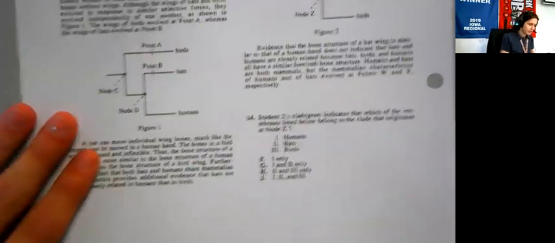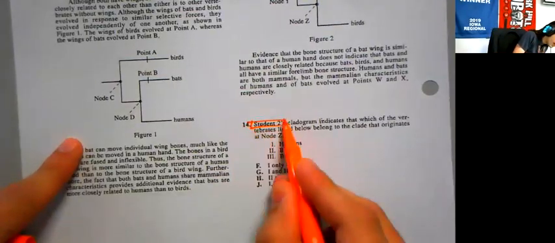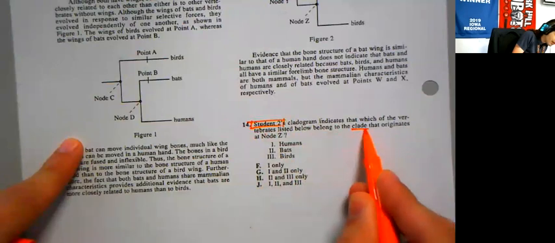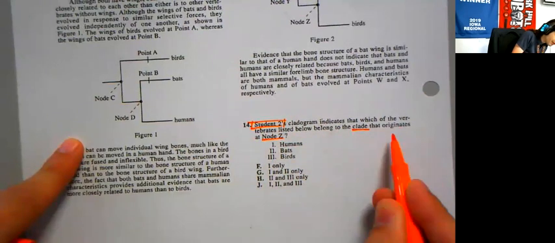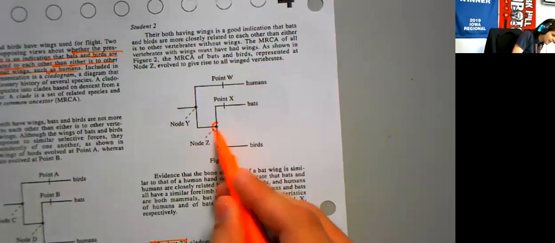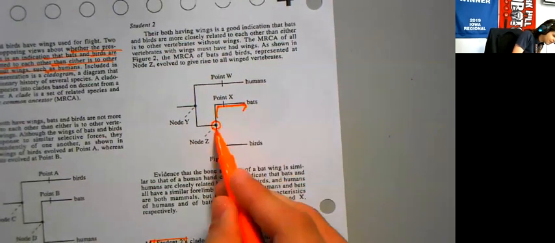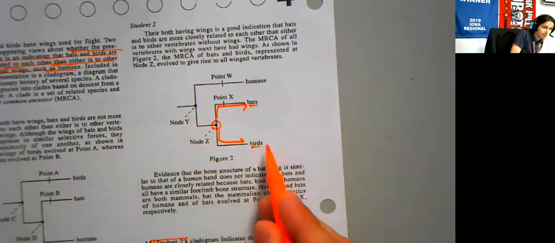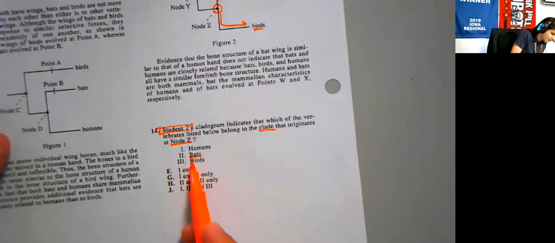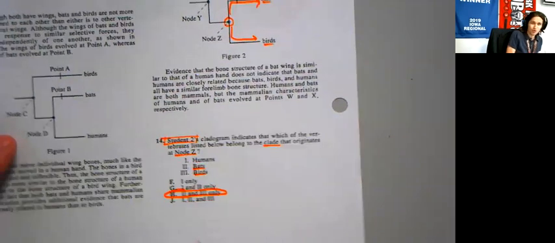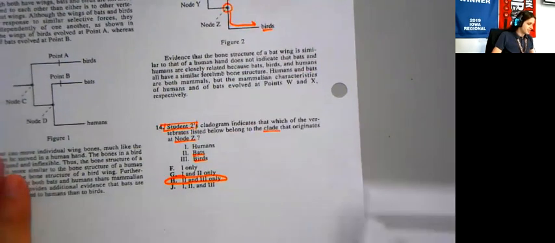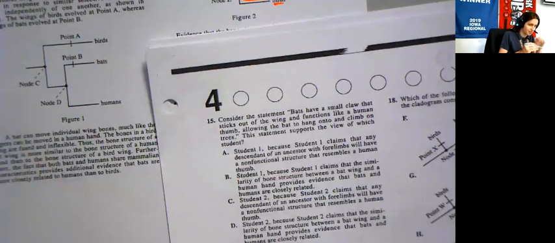Number 14. Student 2's cladogram indicates which of the following vertebrates listed below belong to the group that originates at node Z. Okie dokie. Well, I'm going to go up here, and there's node Z, and I might say, okay, who comes out of node Z? Hopefully you notice that bats and birds come out of node Z. Do I know what that means? No. But bats and birds are 2 and 3. That's answer option H, and I just got a point on my ACT for being able to connect the lines there. Congratulations to you.